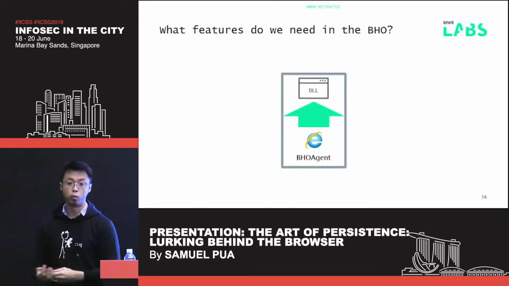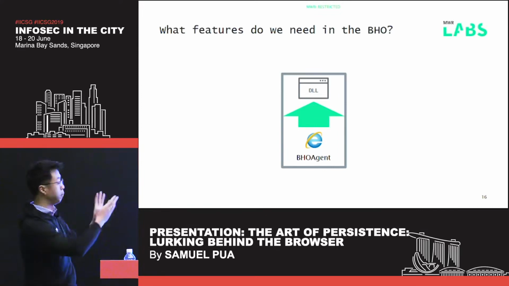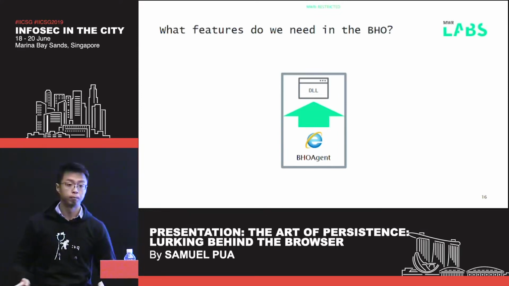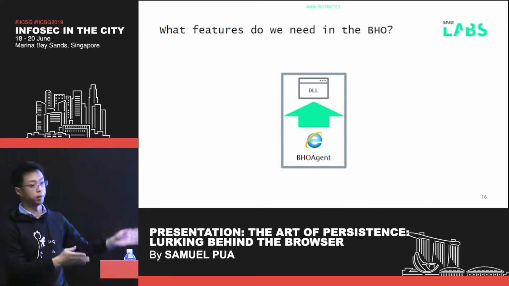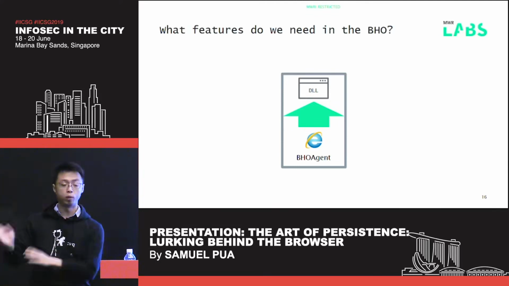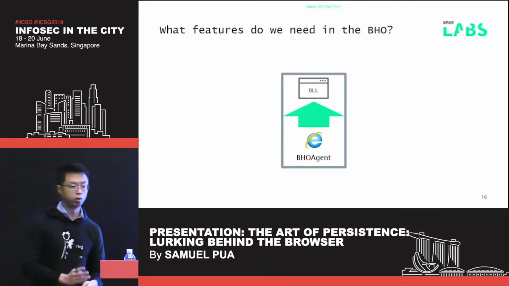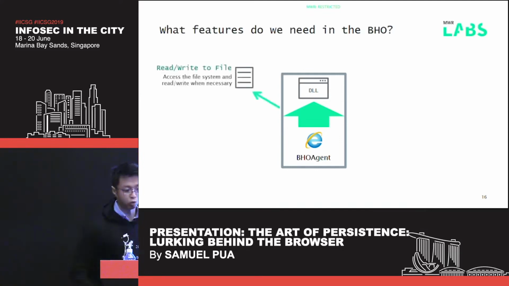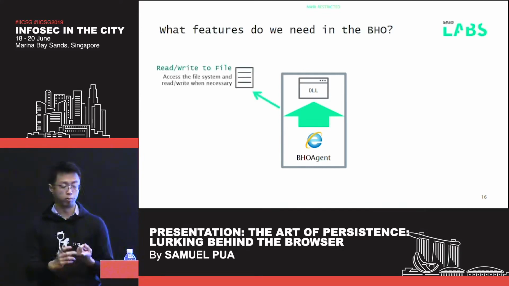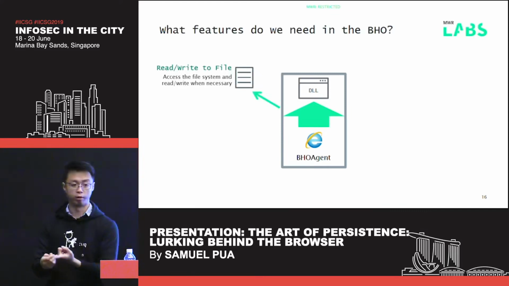Knowing the mechanism we need, we started to consider the features we need for the BHO. Earlier, as I was mentioning, the intention of the BHO is not to be a super tool. The intention for the BHO is for it to persist in the environment and thereafter be able to load a fully featured payload if necessary to conduct any further attacks. So for us, we will need the BHO to be able to write to file, to be able to write any potential payloads we want on the file system.